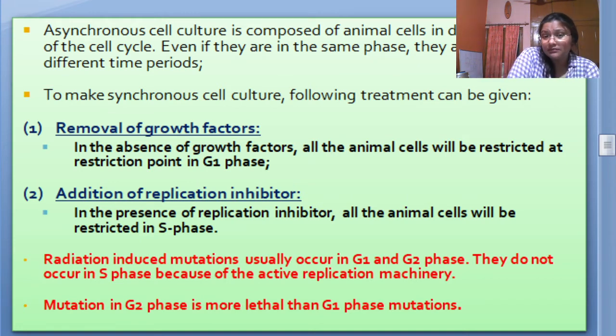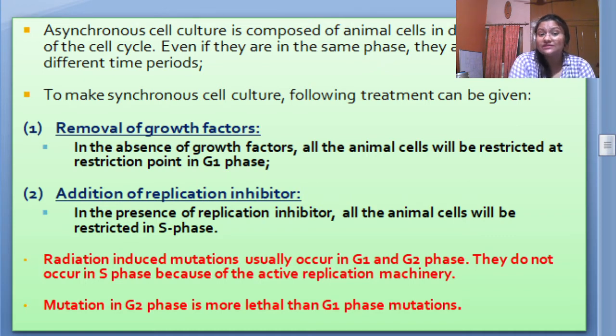for correcting the DNA which has mutations. But in G1 phase and G2 phase, radiation induced mutations cannot be repaired easily because the active machinery is not present. That's why radiation induced mutations occur in G1 and G2 phase. And if cells in S phase are exposed to radiations, even then they will not be affected. They won't acquire mutations because the S phase machinery will correct or repair the mutation.